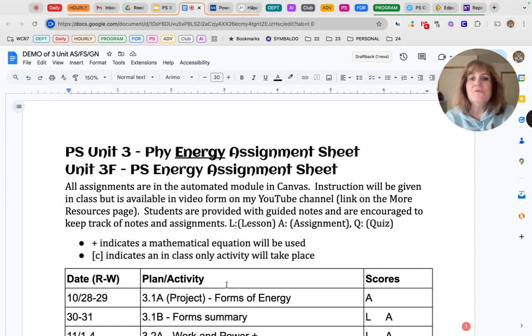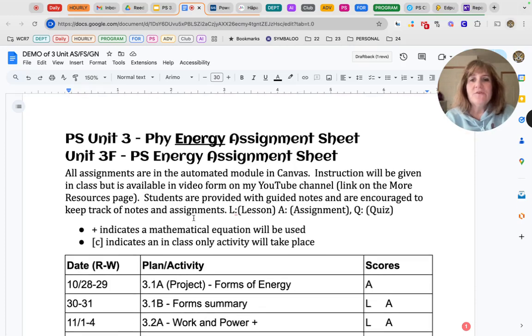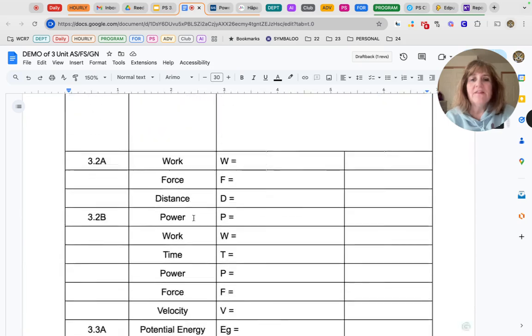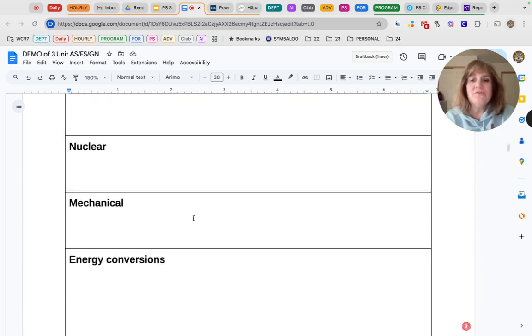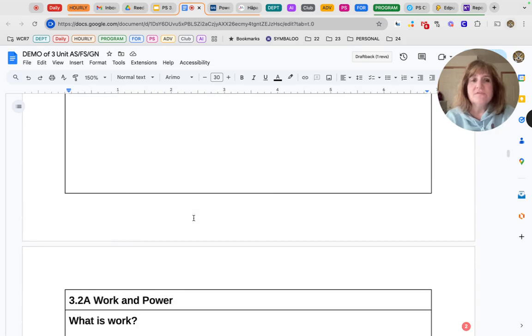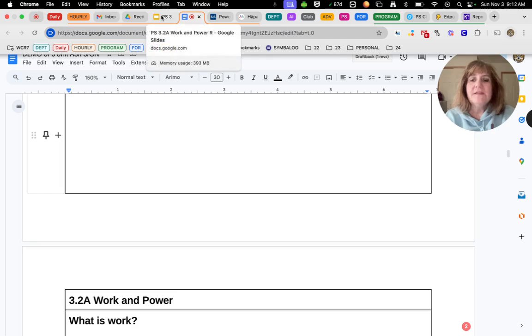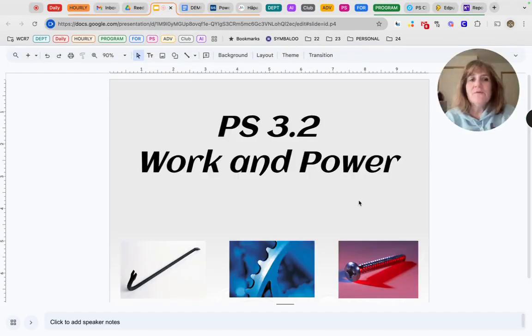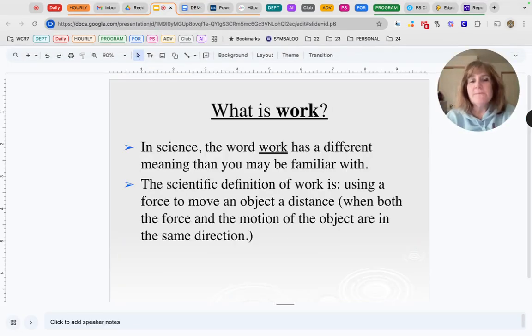Hi, welcome to 3.2. You need to get your energy notes out so that you're ready. We are on section 3.2 of your notes. So let's get started. Your first question is, what is work?